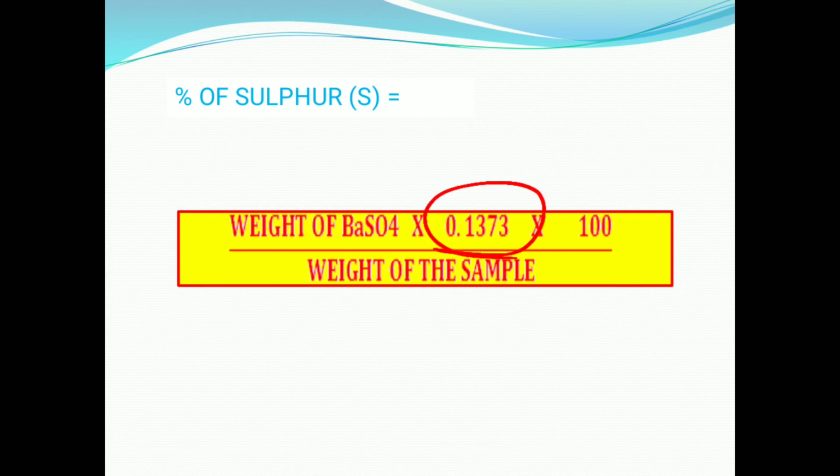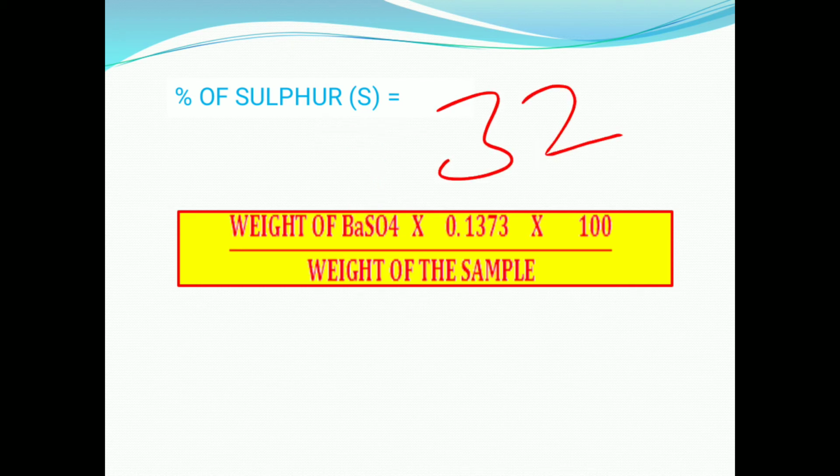How can we get the factor? Here our intention is the determination of sulfur, but sulfur is in the form of barium sulfate. So what should you do here? Atomic weight of sulfur, that is 32, by molecular weight of barium sulfate, that is 233. So its value is 0.1373, that is the factor. Clear? Into percentage calculation 100 by weight of the sample.